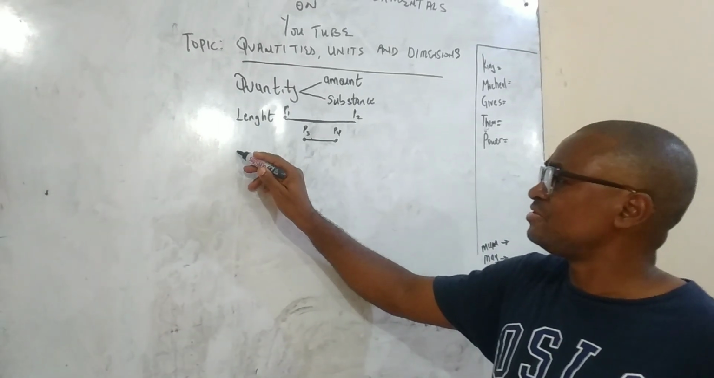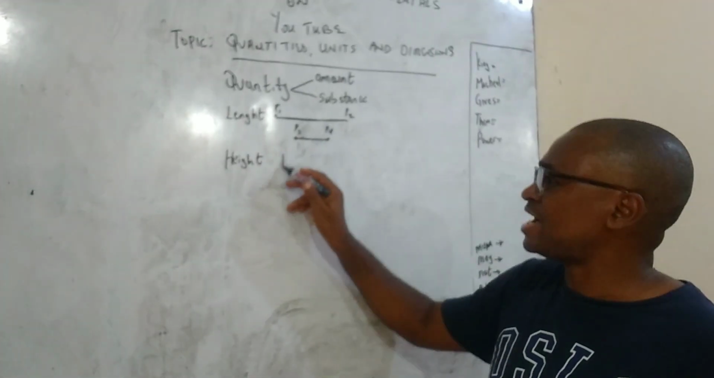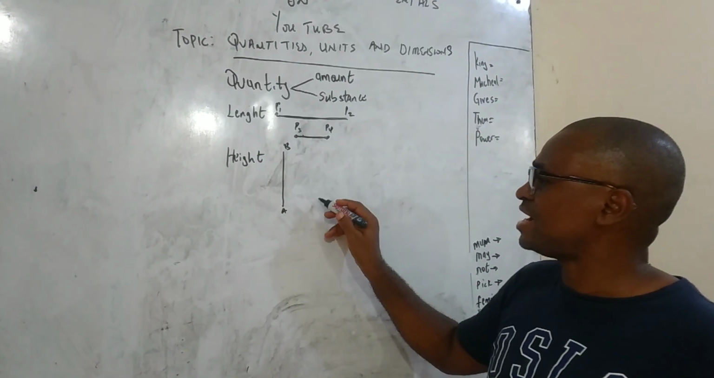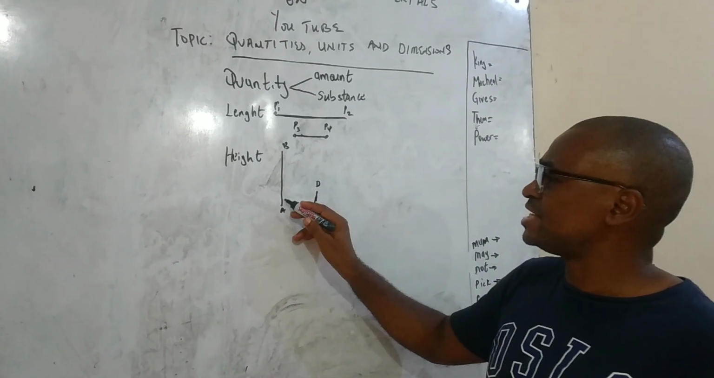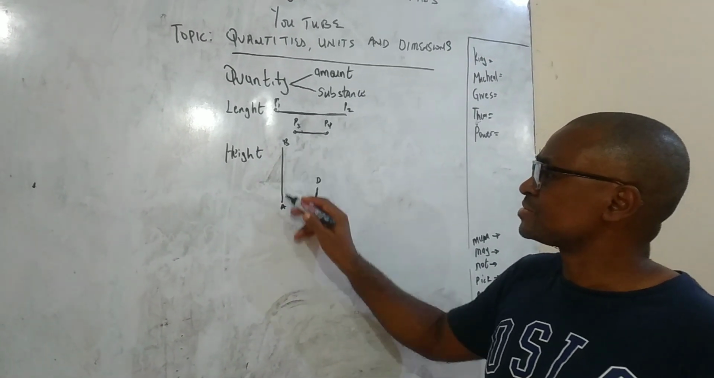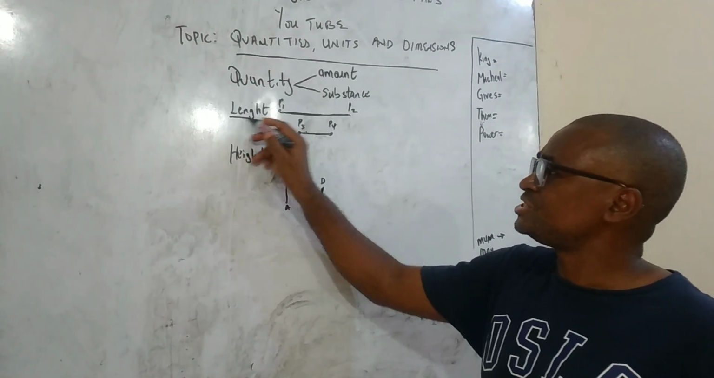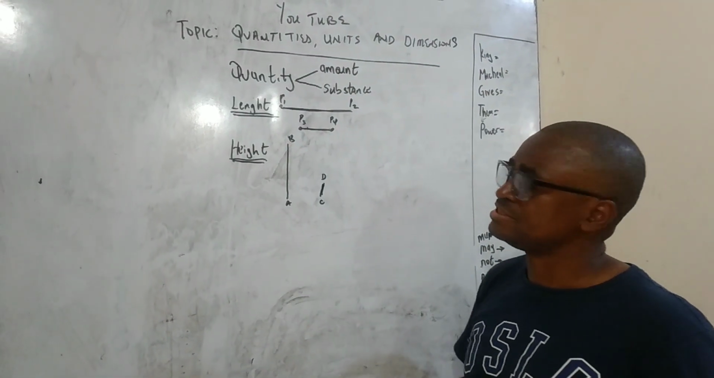And then we can also refer to height in the same way. Let me say we have height AB and we have height CD. You can see that this particular height is higher than this other height. So in a nutshell, length and height are examples of a quantity.